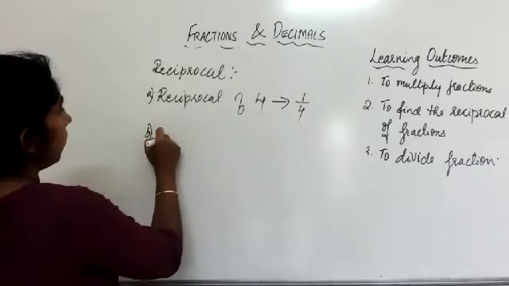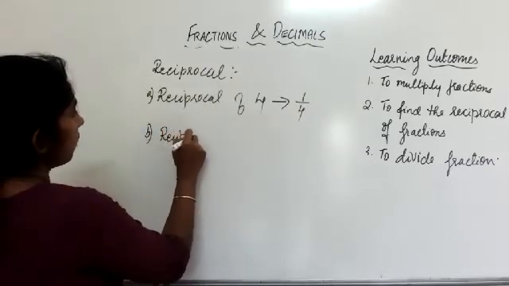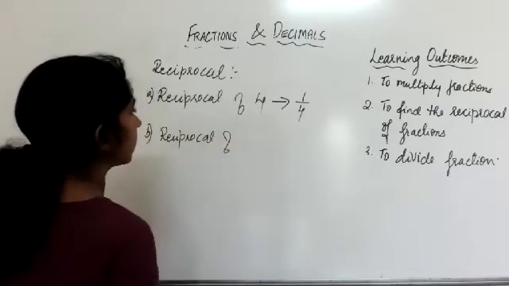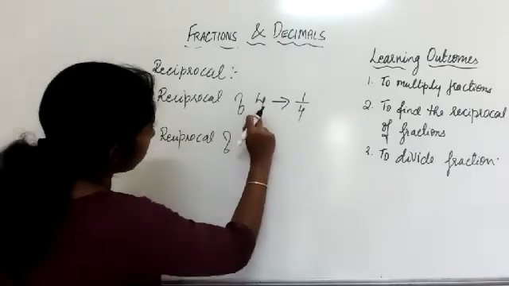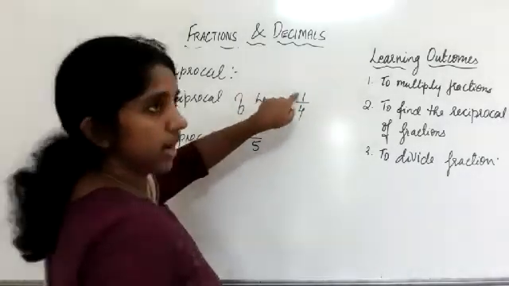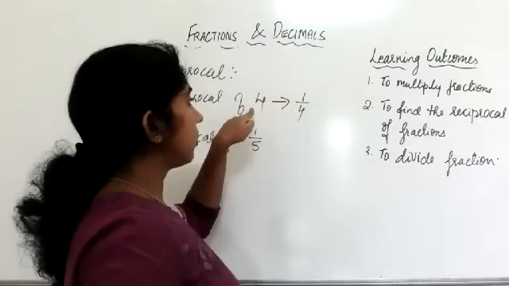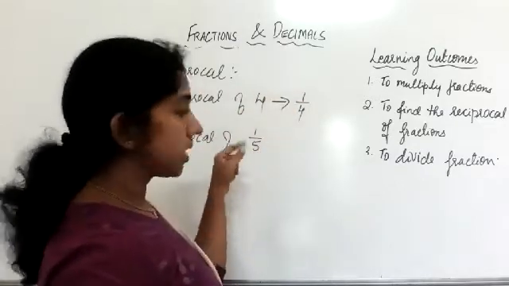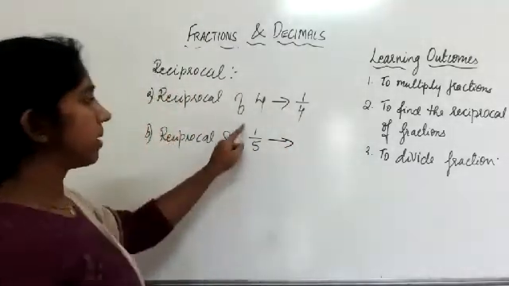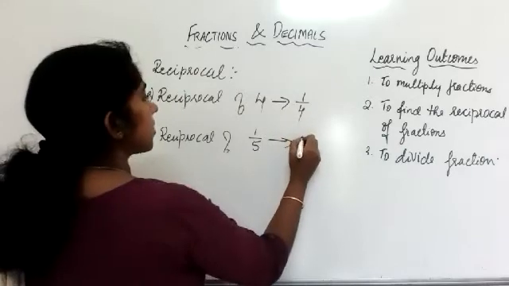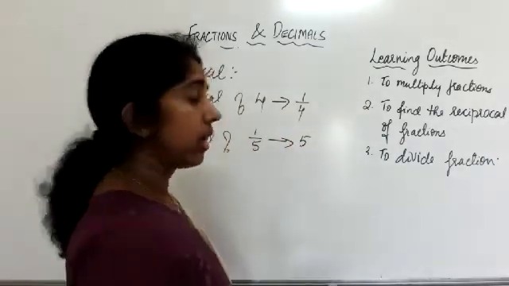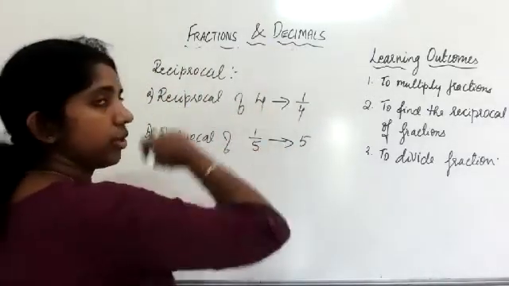Next, what is the reciprocal of 1 by 5? The reciprocal of a whole number is a fraction. 1 by 4 is a unit fraction. The reciprocal of a whole number is a unit fraction. Now the reciprocal of 1 by 5, writing in reverse order, will be 5. That means the reciprocal of a unit fraction is a whole number.